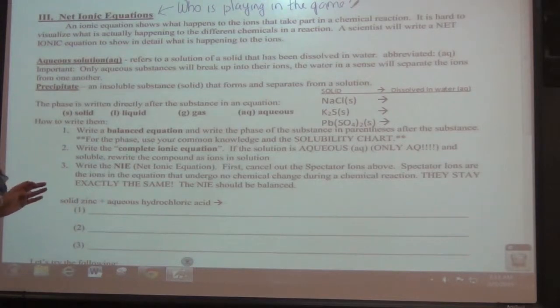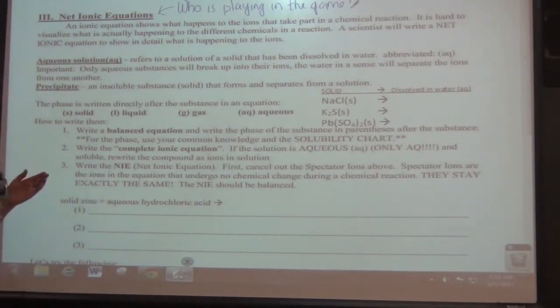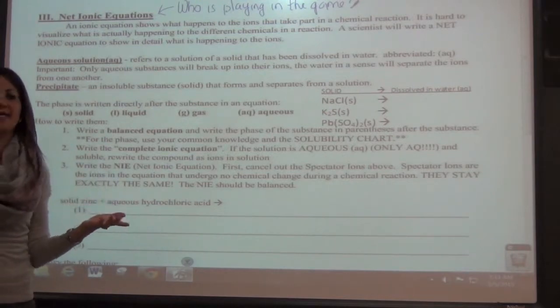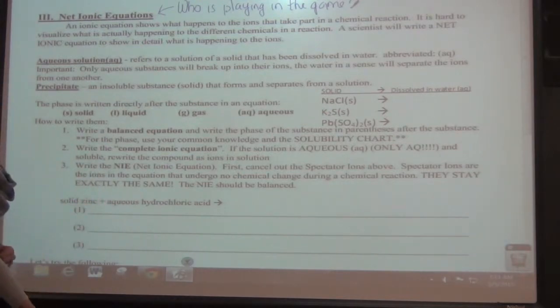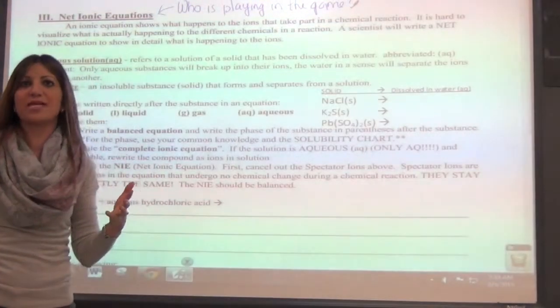It's hard to visualize what's actually happening to the different chemicals in a reaction. A scientist will write a net ionic equation, or what I'm calling an NIE, to show in detail what's happening to the ions. Okay, so let's first start off by making sure that we understand what it means to be aqueous, AQ.